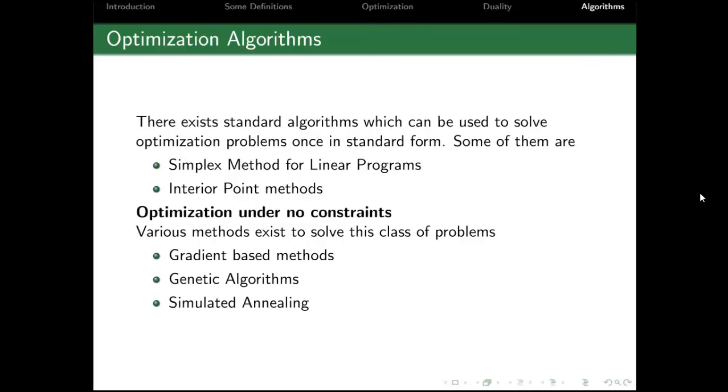So given an objective function under no constraints, how can you solve this? We look at algorithms for these. To do this, there exist a lot of algorithms: gradient based methods, genetic algorithms, and simulated annealing. First, we look at gradient based methods, which are very popularly used in machine learning.